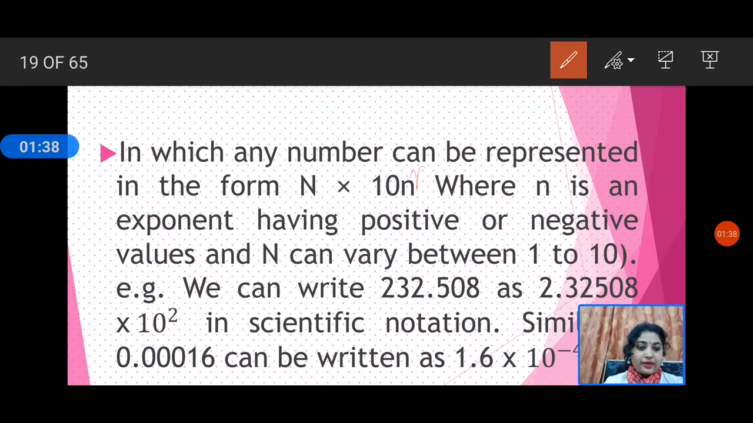Few examples I have written here. Try to understand this. We can write 232.508 as 2.32508 into 10 to the power 2 in scientific notation. Similarly, 0.00016 can be written as 1.6 into 10 to the power minus 4.